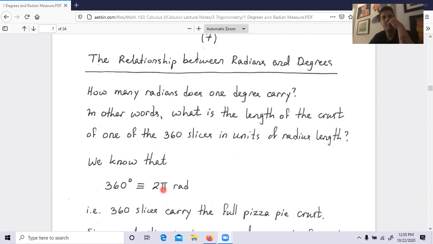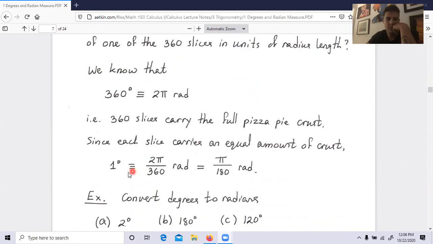The crust, they add up. Each slice carries the same amount of crust. 360 of them will carry the crust of 6.28 or 2 pi radians to be precise. Good. So one slice, you see 1 degree, that's just the code. One slice is 2 pi over 360 radians, which is pi over 180 radians. You understand? I divide by 2. Pi over 180 radians is one slice.